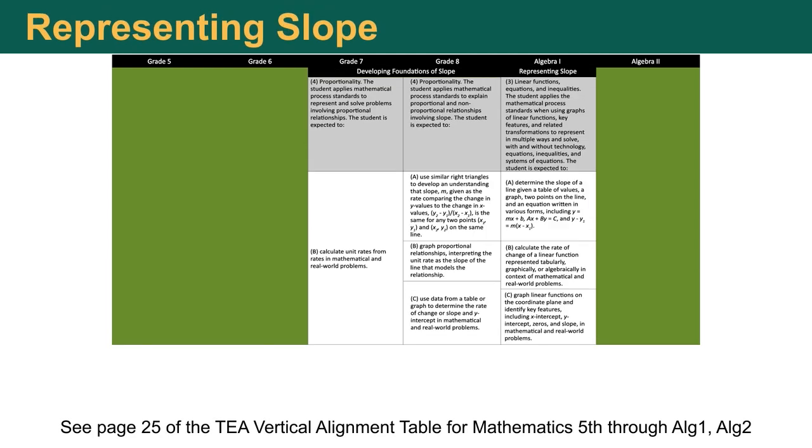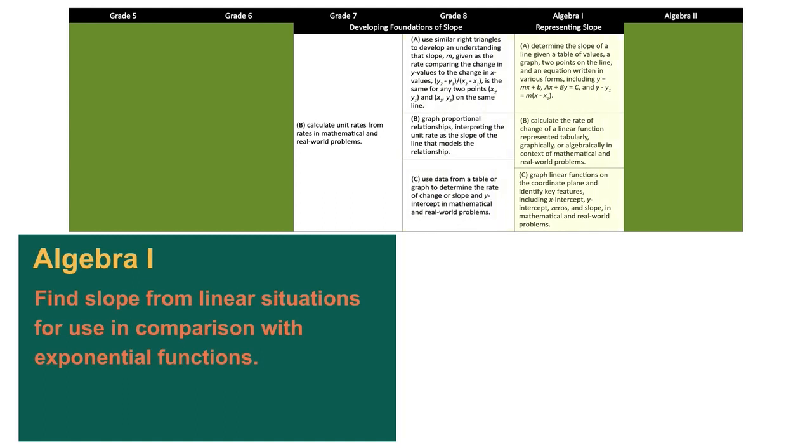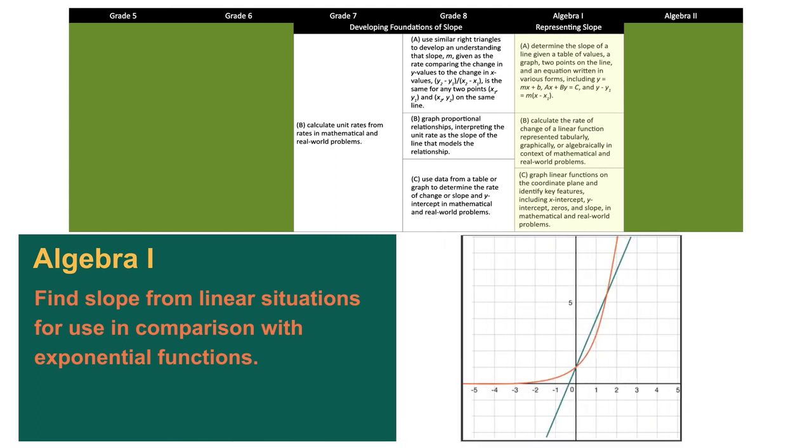Finally, students will compare exponential and linear functions, calling on Standard 3B. Let's review the vertical alignment for this standard. In 7th grade, students calculated unit rates, and in 8th, students modeled linear relationships investigating slope. In Algebra 1, students will take real-world situations and calculate slope when information is provided in a variety of formats. This helps students compare the rates of change for linear and exponential functions across different intervals.